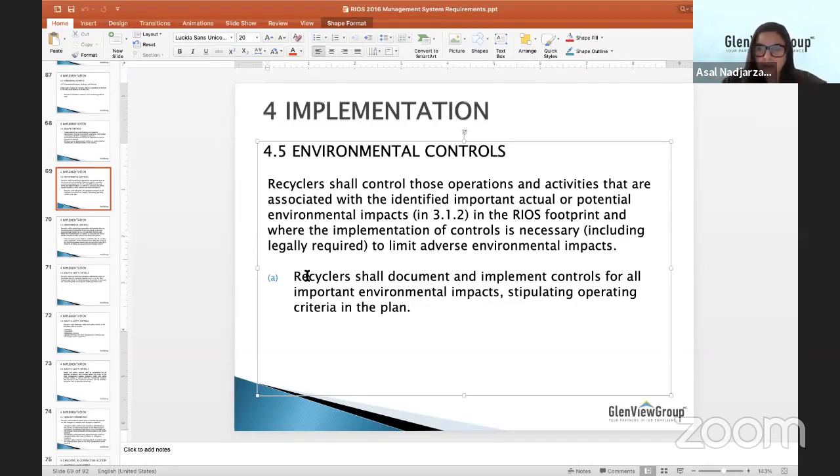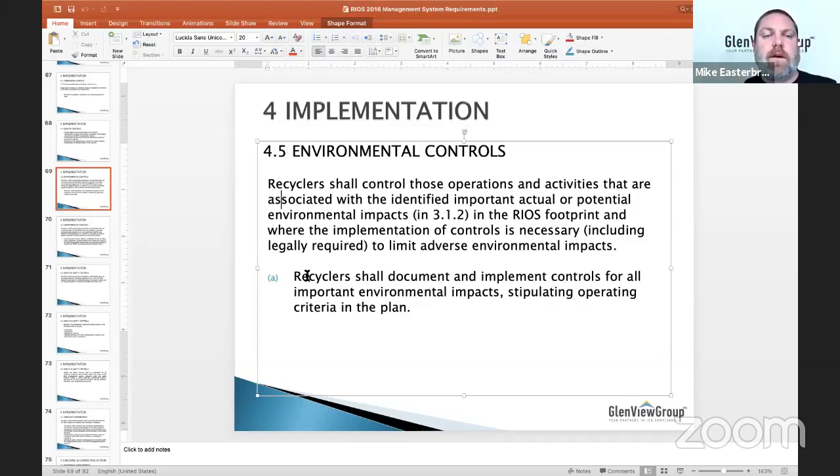Recyclers shall control those operations and activities that are associated with the identified important actual or potential environmental impacts in the RIOS footprint, and where the implementation of controls is necessary, including legally required, to limit adverse environmental impacts.